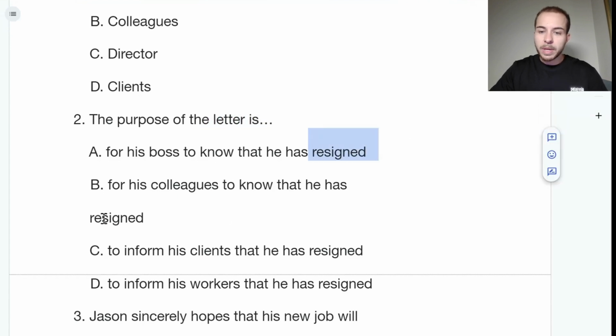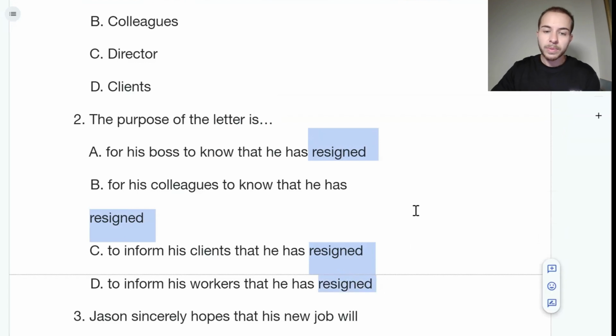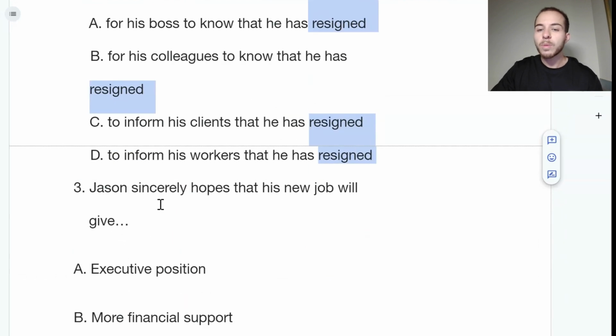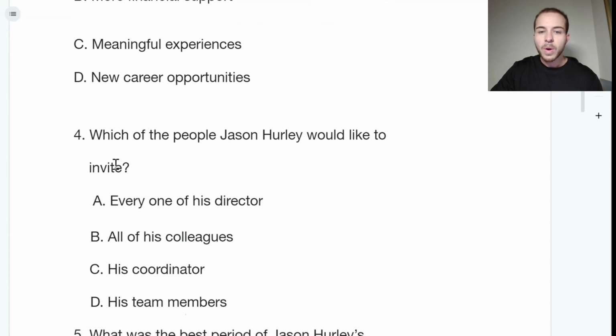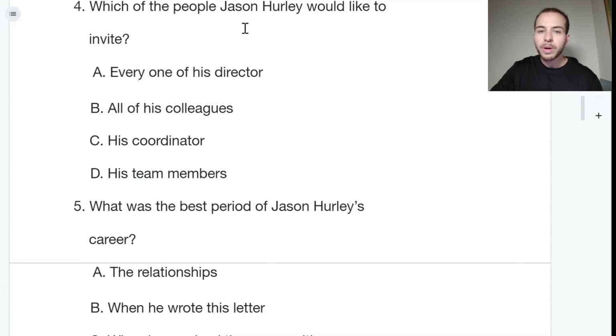Now, they talk a lot about him resigning, but we must know who he is telling that he will resign to. Question 3, Jason sincerely hopes that his new job will. Okay, so provide executive, financial, meaningful. We're looking for some keywords like that. Which of the people would Jason Hurley like to invite? So the director, his colleagues, his team members. We're going to look for keywords like invite, I invite you, I welcome you.